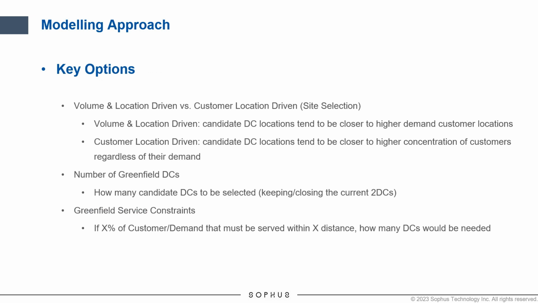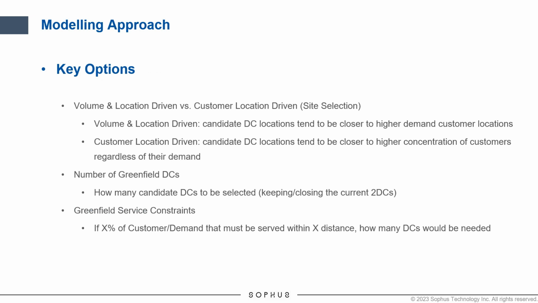Model options is where you define, for example, whether the Greenfield optimization is volume and location-driven or customer location-driven, or simply determine the number of Greenfield DCs you want the model to choose, or a Greenfield service constraint. For the volume and location-driven approach, the candidate DC locations tend to be closer to higher demand customer locations. For the customer location-driven approach, candidate DC locations tend to be closer to higher concentration of customers regardless of their demand. For the number of Greenfield DCs option, simply provide a number of how many you want.